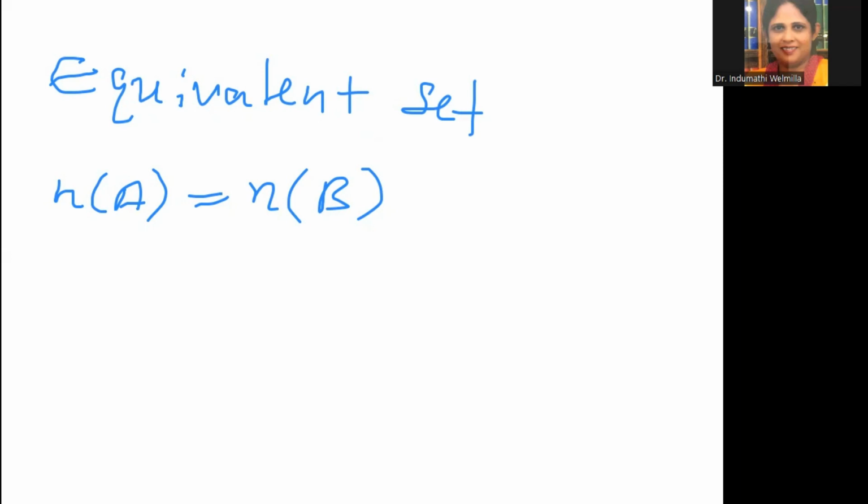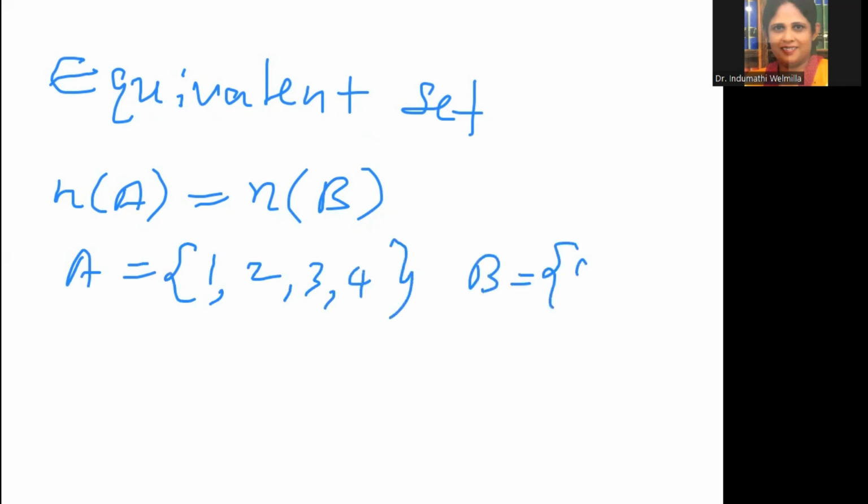So again, as an example, we can write A equals {1, 2, 3, 4}, and also B equals maybe this way {4, 3, 1, 2}, right? No need to follow the order. So we can say A equals B. That is how we show equal sets.